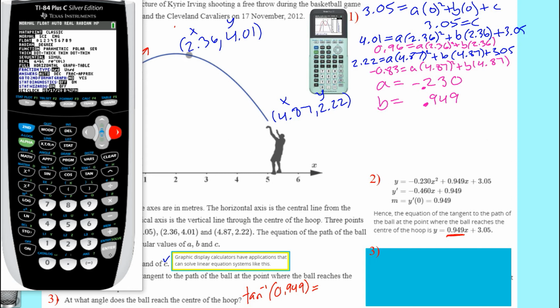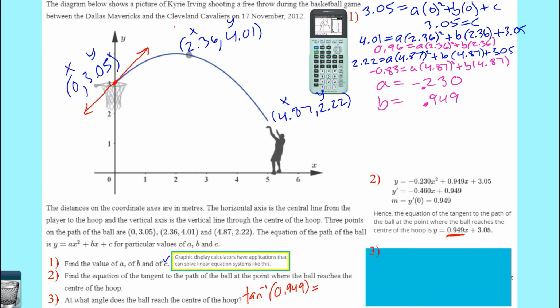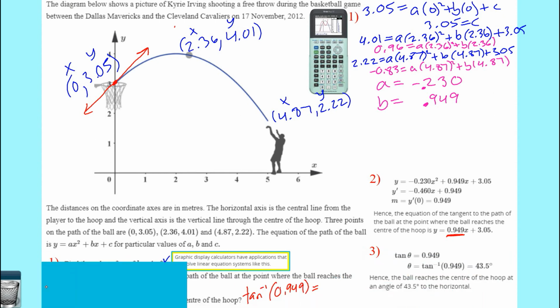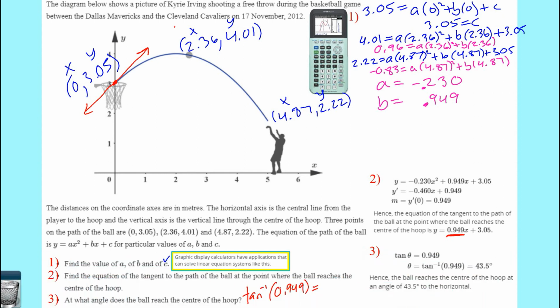Usually we talk about it in degrees. If you put it in radians, put your answer in radians, so make sure you write that. But I like to do it in degrees. So this one is 43.5 degrees. So we go back over here, and there we go. That's what we got, 43.5 degrees.